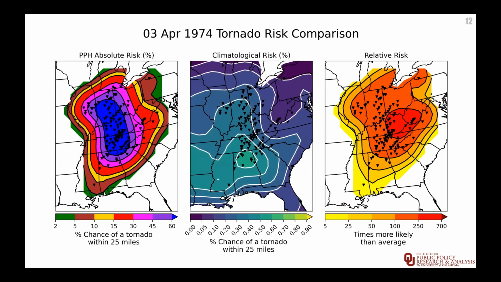And then finally, we can look at that fun date that I mentioned earlier, which is April 3rd, 1974. This is considered one of the two super outbreaks in American history, where you can see a very broad 60% contour for that practically perfect exists across the Ohio Valley. We have a little bit higher climatology at this time of year. Now we're starting to get closer to those 0.4, 0.5% risk of a tornado within 25 miles. But because the practically perfect absolute risk is just so high, we can already see there's a 250 times more likely bubble across areas of eastern Kentucky and into West Virginia, as well as this broad 100 times more likely than normal risk that is capturing most of the tornadoes that occurred on this day.